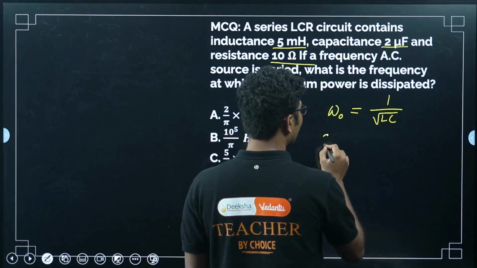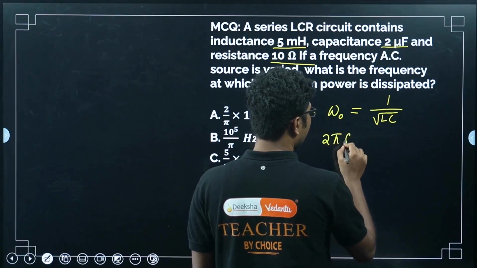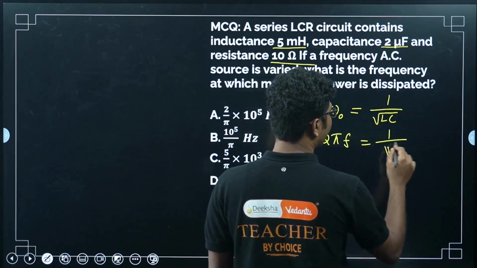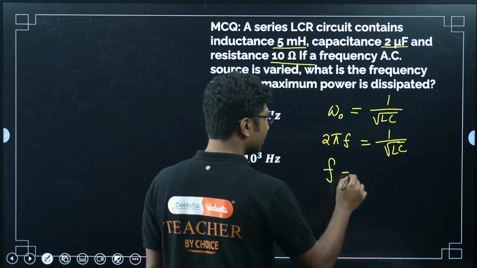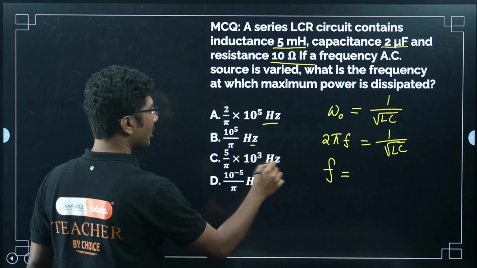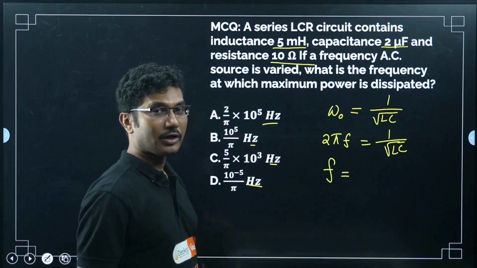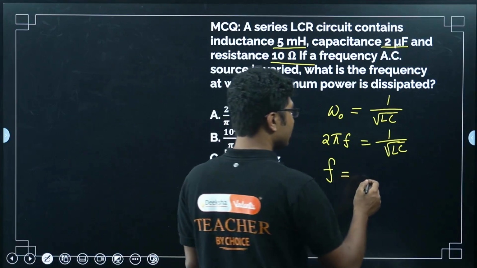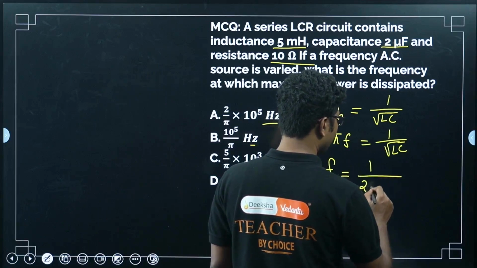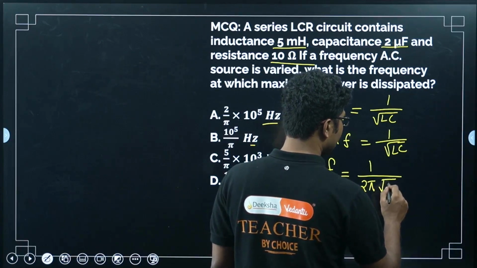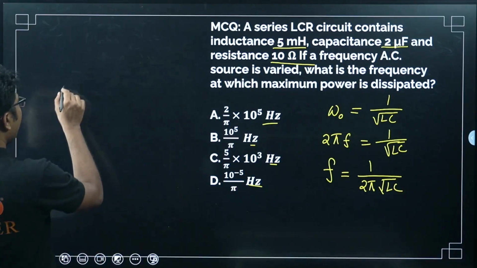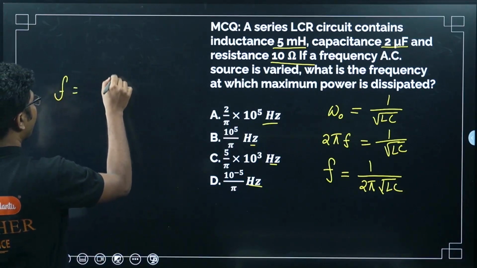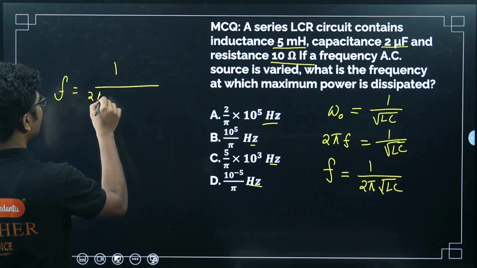Now omega is 2 pi f, so 1 by root LC. Since they have asked you to find the frequency in hertz, and if you see the options, they are all in hertz, not in angular frequency, that is radian per second, you have to use the formula f equals 1 by 2 pi root LC. Now let us put the values. So f is equal to 1 by 2 pi.